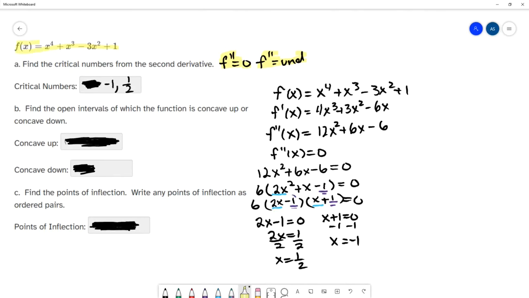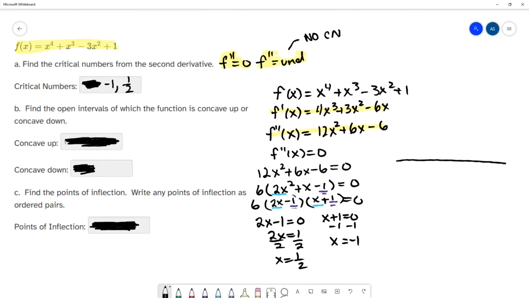Because this is a polynomial function, when I calculated the derivative, I also got polynomial functions. Polynomial functions have a domain of all real numbers, so there are no restrictions. So I'm not going to get any critical numbers from the second derivative being undefined. Okay, so I can now move on to finding those intervals of concave up and concave down.